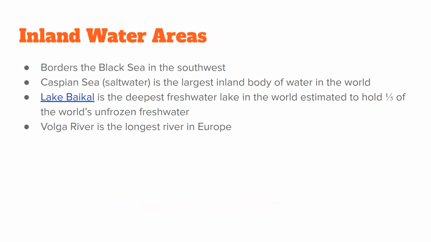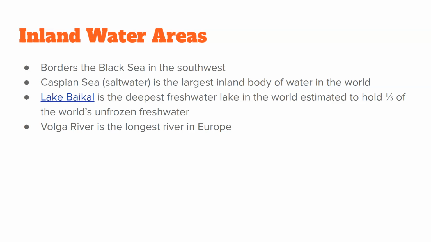As far as our waterways, especially our inland water areas, we have a border with the Black Sea in the southwest, and we also have the Caspian Sea, which is saltwater and is the largest inland body of water in the world. Just to give you an idea, there's more water in Lake Baikal, our deepest freshwater lake, than in all the Great Lakes between the United States and Canada combined.